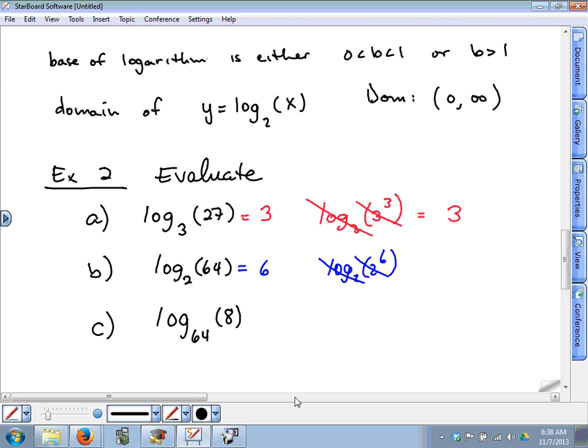I have a question. Can you have an exponent in the base of a log? Suppose you could, but then you would just evaluate it and change it to an actual number. Okay, so to simplify this one, would you put an exponent in the base?